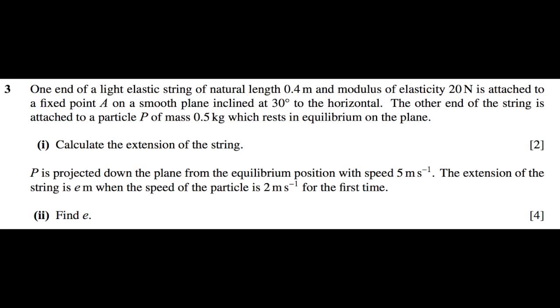Question number 3. One end of a light elastic string of natural length 0.4 meters and modulus of elasticity 20 newtons is attached to a fixed point A on a smooth inclined plane at 30 degrees to the horizontal. The other end of the string is attached to a particle P of mass 0.5 kg which rests in equilibrium on the plane. Calculate the extension in the string.